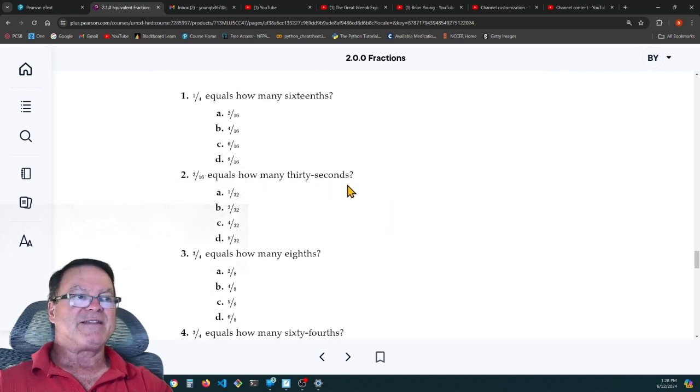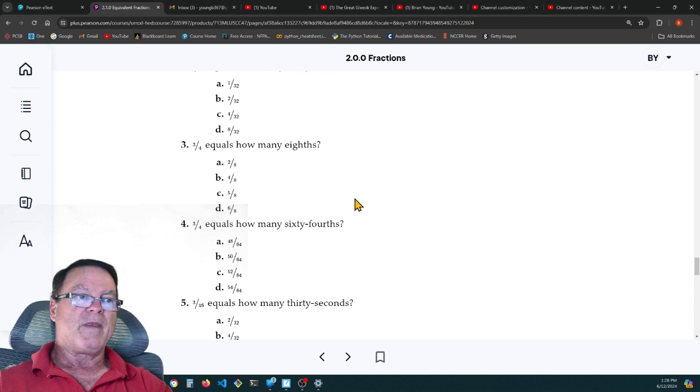2/16 equals how many 32nds? Well, we'd have to multiply the denominator 16 by 2 in order to get a denominator of 32. So we'll also multiply the numerator by 2, and we'll get 4/32, and the equal fraction to 2/16 is 4/32. Here, 3/4 equals how many 8ths? Again, we have to multiply the denominator by 2 in order to get 8 as the denominator. So we'll multiply the numerator by 2 also. We'll get 6/8.